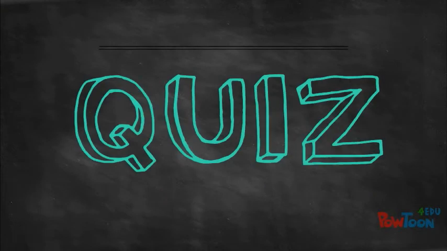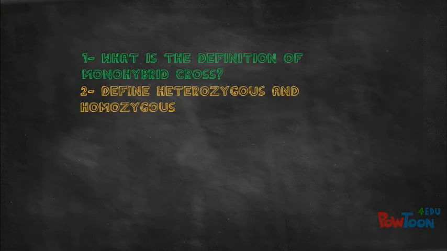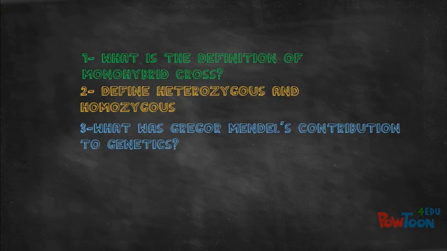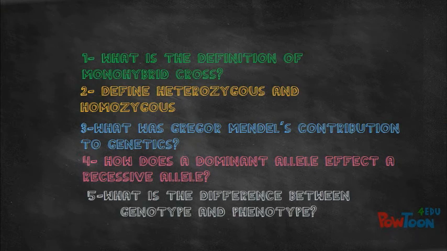Now we have a quick test to test your knowledge. Pause to write down the answers. What is the definition of a monohybrid cross? What is the definition of heterozygous and homozygous? What is Gregor Mendel's contribution to the development of genetics? How does a dominant allele affect the recessive allele? And what is the difference between phenotype and genotype?